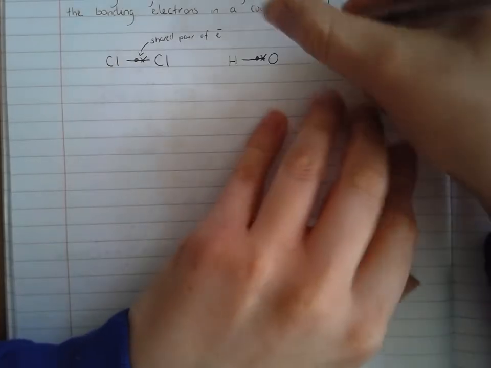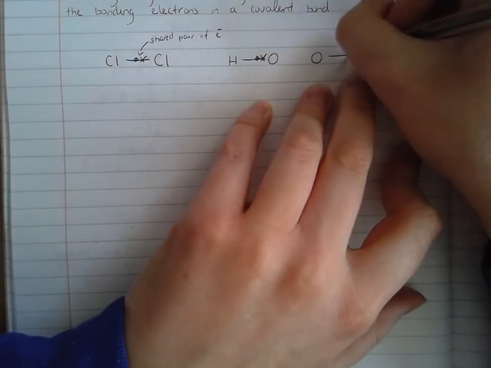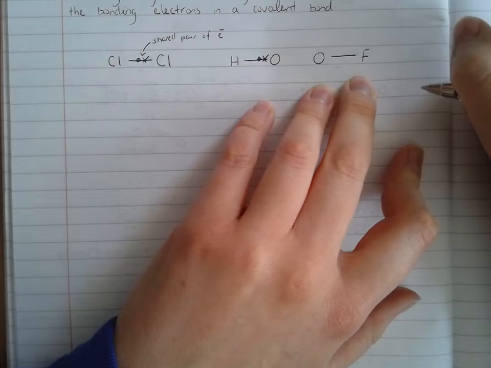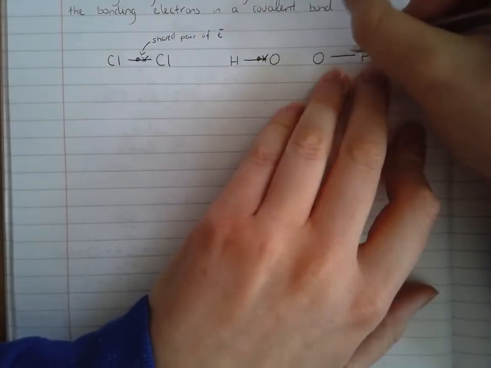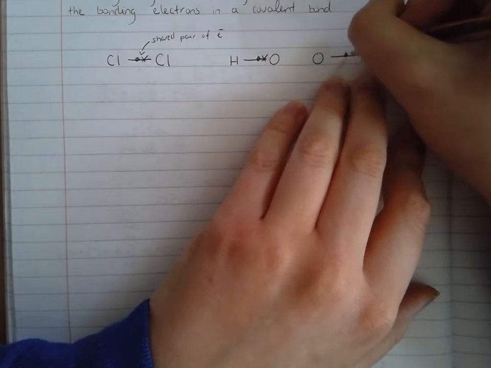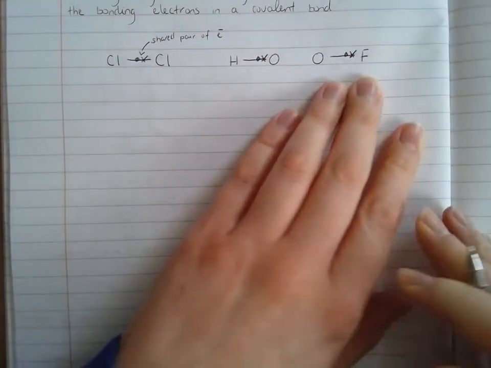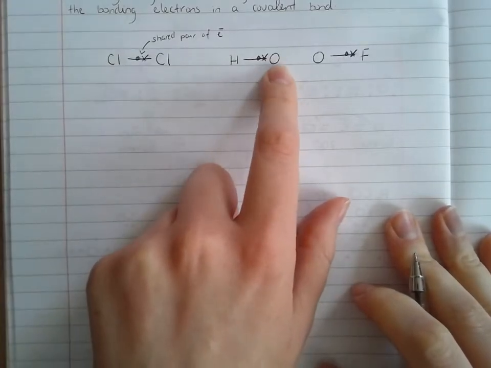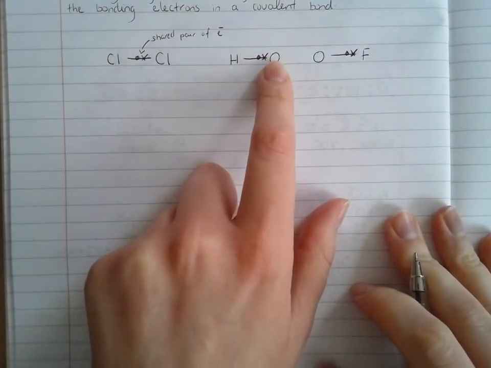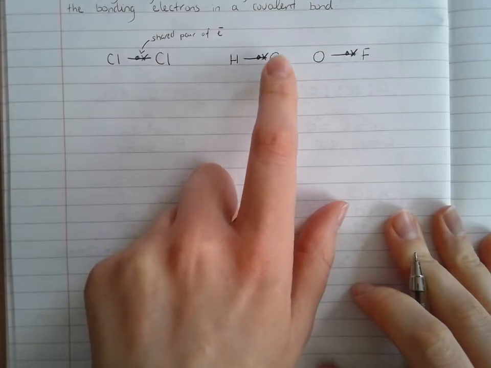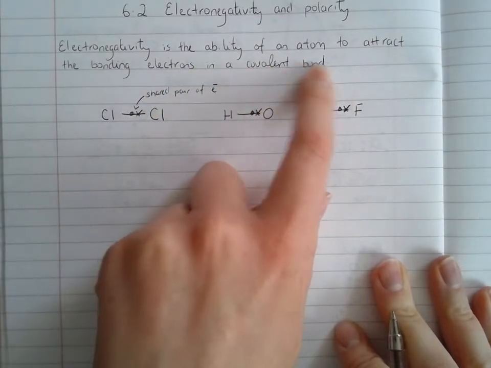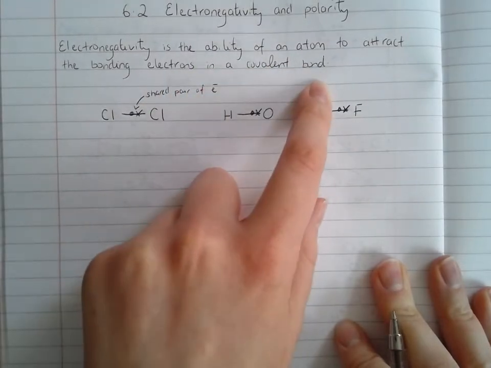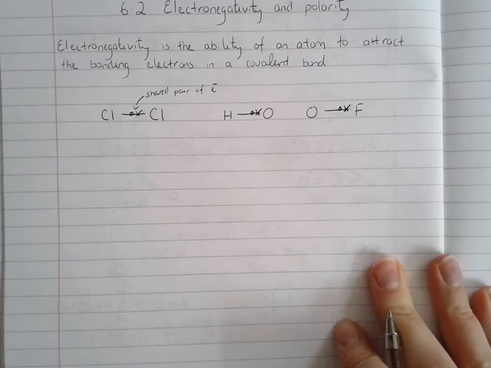If I were to draw another bond, this time between oxygen and fluorine, the pair of electrons in the covalent bond between oxygen and fluorine, in this case, actually sit closer to fluorine. And we call this ability of an atom to attract a pair of electrons electronegativity. So the definition for electronegativity is the ability of an atom to attract the bonding electrons in a covalent bond. And atoms that are really good at attracting a pair of electrons, we say that they are electronegative.